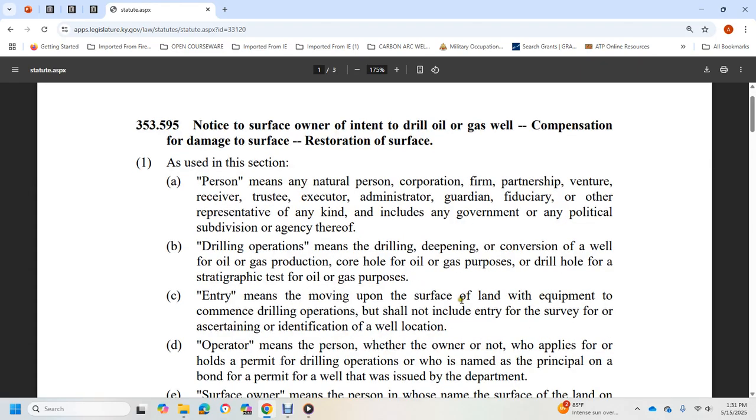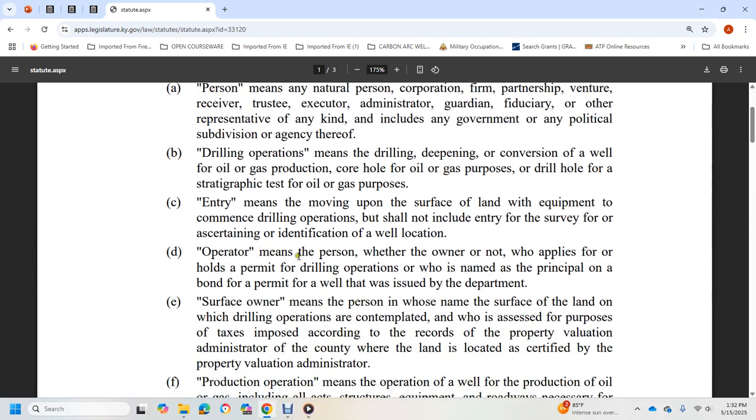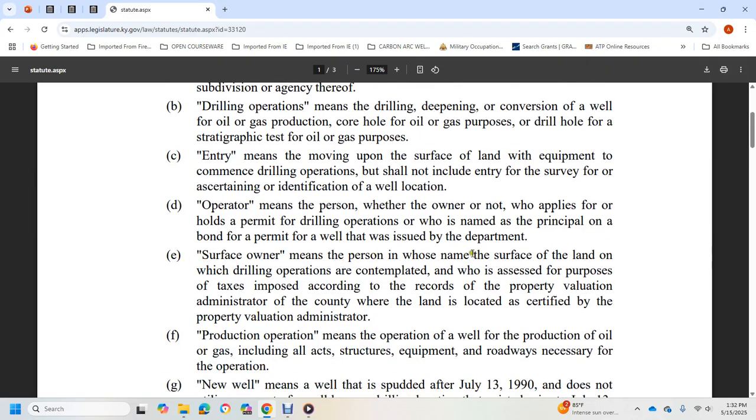Entry means moving over the surface of the land with equipment for the purpose of commencing the drilling operation, and shall include entry for a survey and for ascertaining and identifying the well location. Operator means the person who enters, whether the owner or not, and applies for the permit to conduct the drilling operation, as the principal on the bond, for the well permit to be issued by the department. Surface owner means the person whose name appears as owner of the surface of the land on which the drilling operation is contemplated, according to the records of the property valuation administrator of the county where the land is located, as certified by the property valuation administrator.